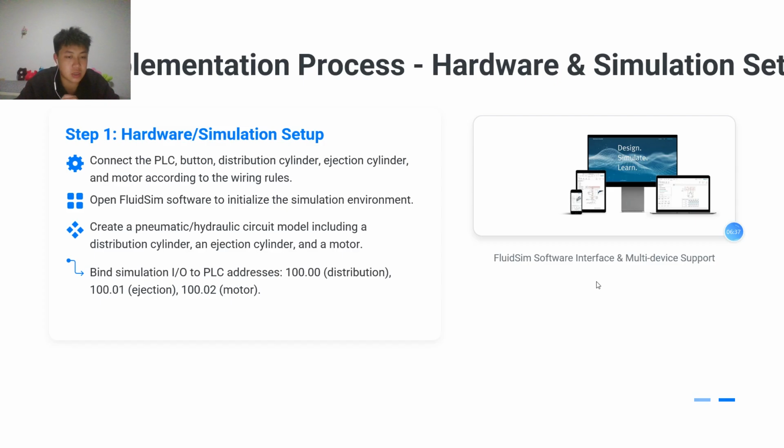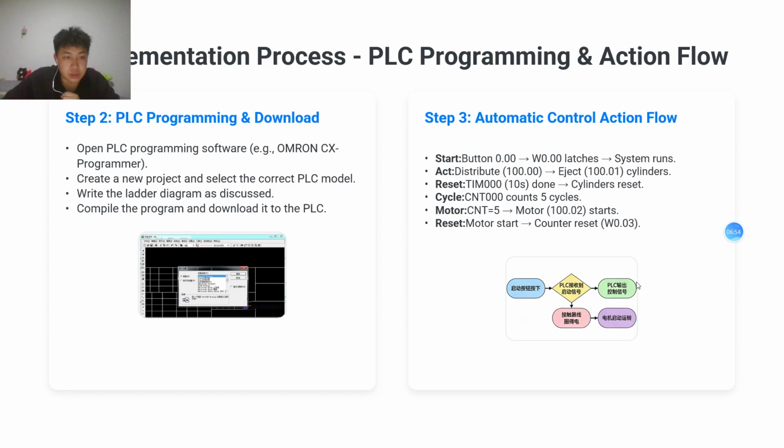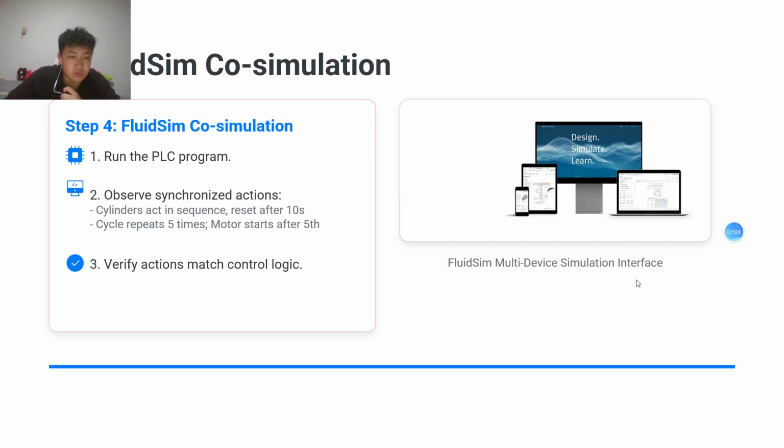Bind simulation I/O to PLC address: 100.00 is distribution, and 100.01 ejection, and 100.02 motor. Okay, so the step 2 PLC programming download, and the step 3 automatic control action flow is same as homework 6.1. The FolderSim is the same too.